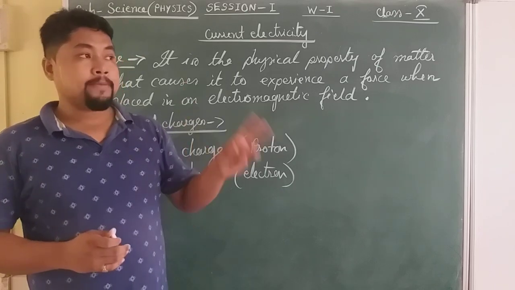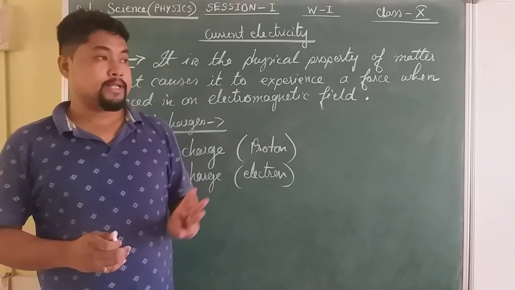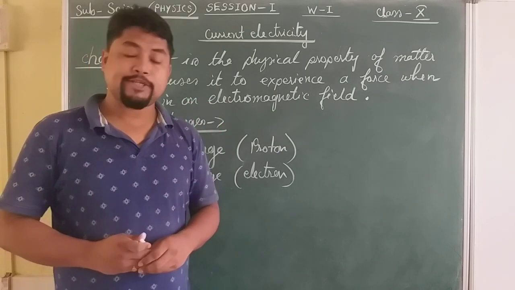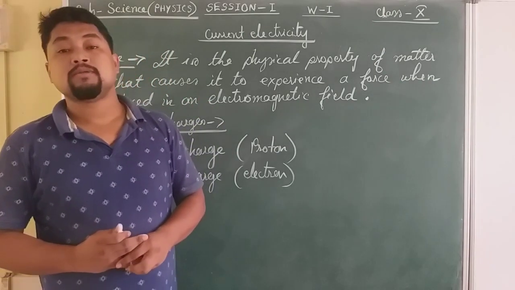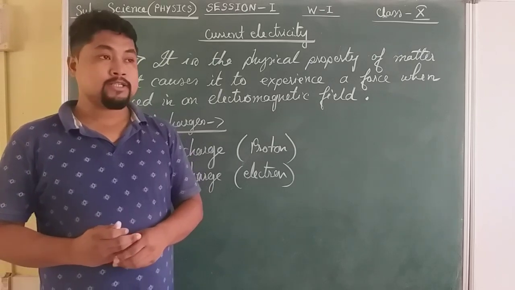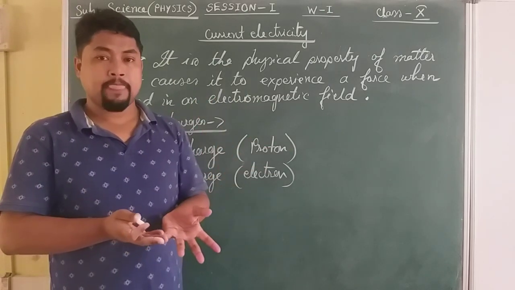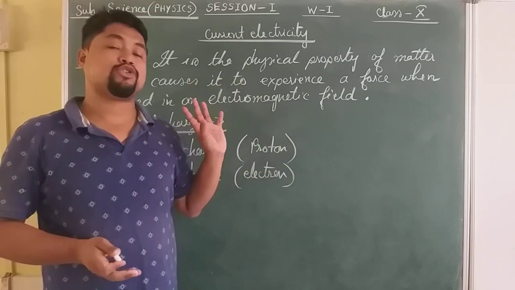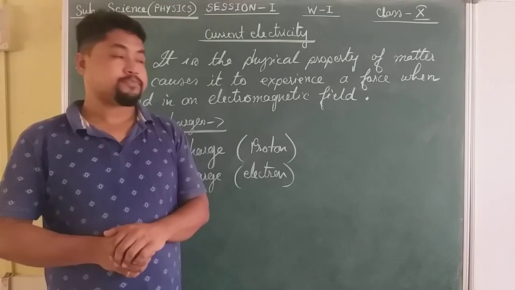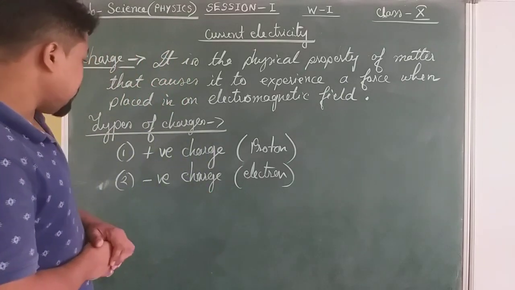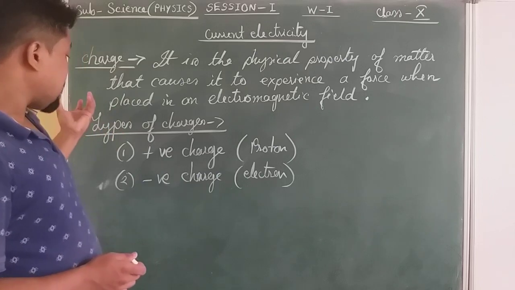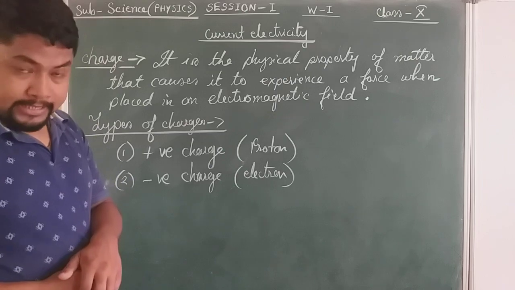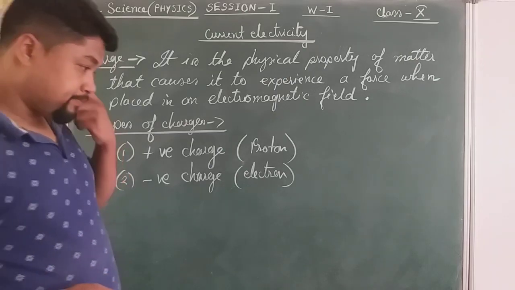And the third property is a very important property, which is known as quantization of charge. Charge is quantized. That is, the total charge of a charged body is equal to the integral multiple of the electronic charge. I will describe this. And next, the properties of electrical charge particle.